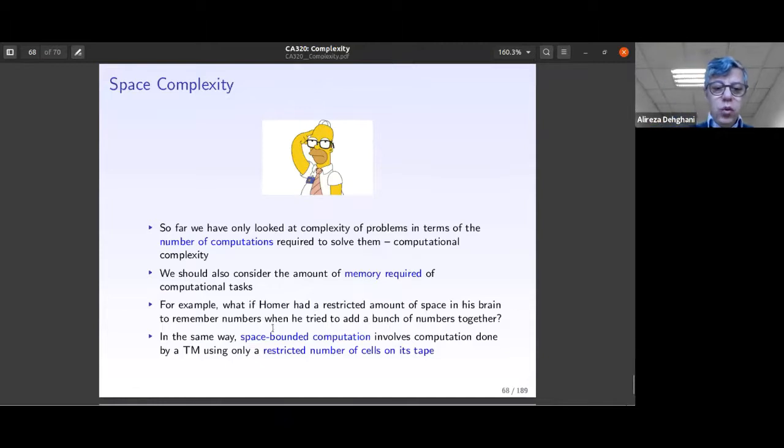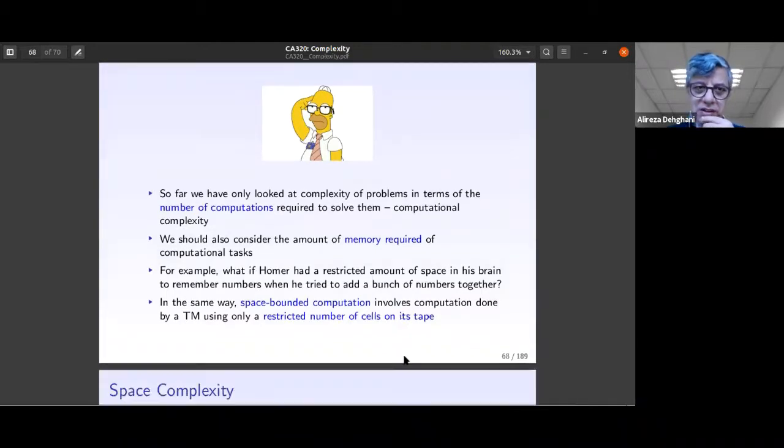For example, what if Homer had a restricted amount of space in his brain to remember numbers when he tried to add a bunch of numbers together? In the same way, a space-bounded computation involves computation done by a Turing machine using only a restricted number of cells in its tape. So we have the space complexity all the time.